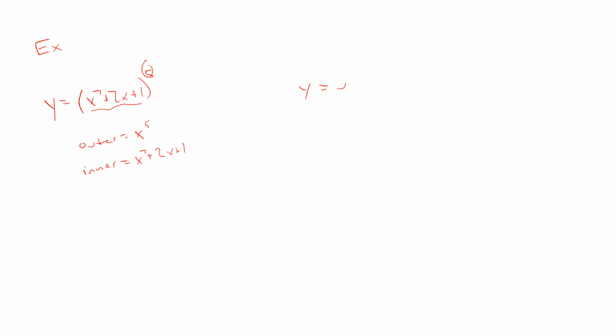y equals e raised to the x squared minus 2x. Now again, pause the video here and think about what you would identify as the outer function and the inner function in this case. Alright, so when I look at this, I see e raised to some power. So in this case, my outer function is just the function e to the x, and then what's inside, in place of an x, I have this inside function, this x squared minus 2x.